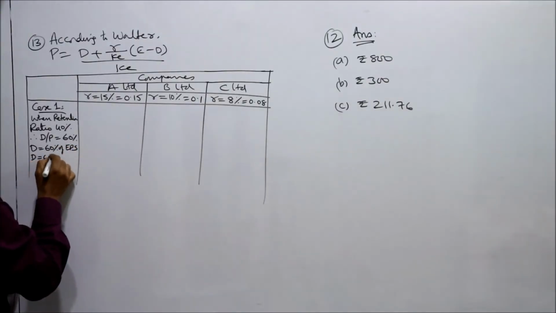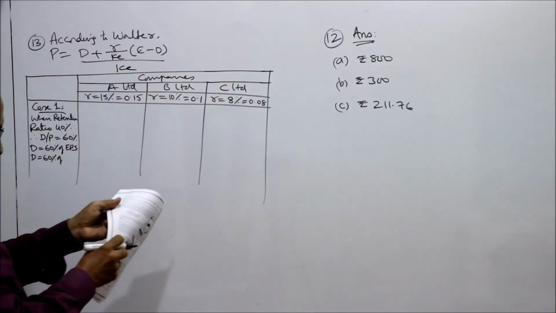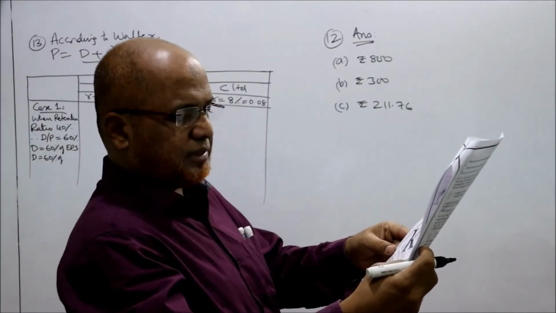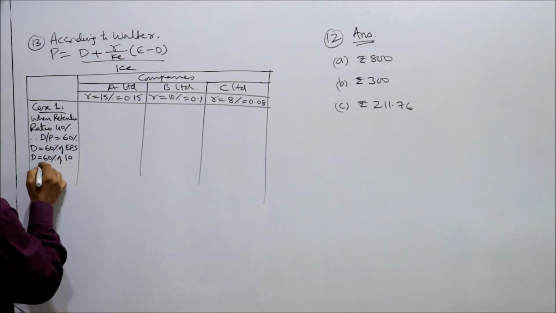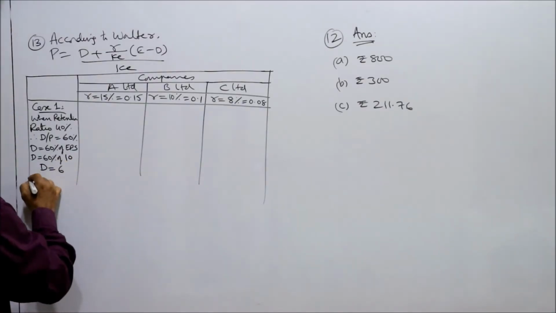So D is equal to 60% of. How much is the earnings per share given? 10 rupees. In the first line it is given earnings per share 10 rupees. So 60% of 10 rupees is 6 rupees.